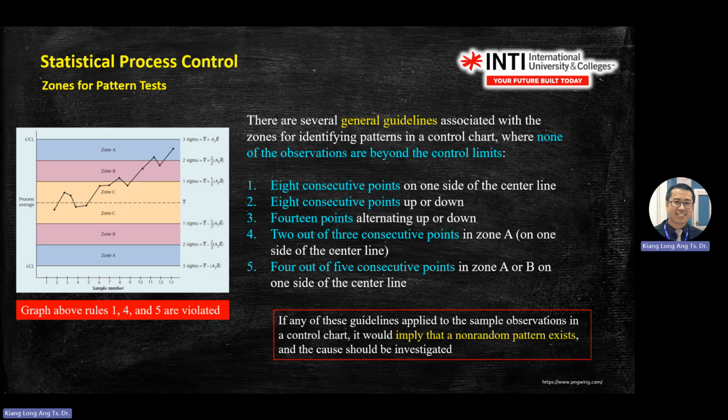So if there are 5 consecutive points in this A or B, consider out of control. You count 5 points, 1, 2, 3, 4, 5, 6. You can take from this point 1, 2, 3, 4, 5. Out of these 5 points, 4 are already in A or B. Yeah. Important, huh? This one is important. Pay attention to this one. You need to give reason why the non-random pattern happens.